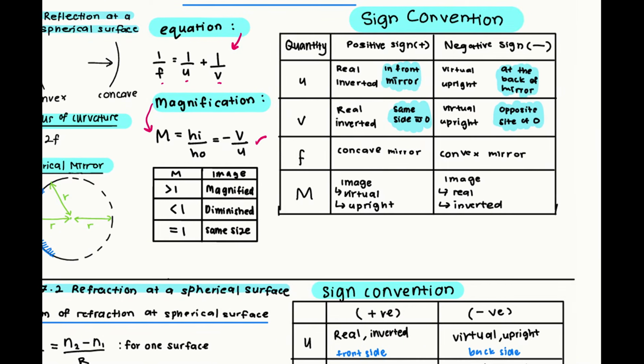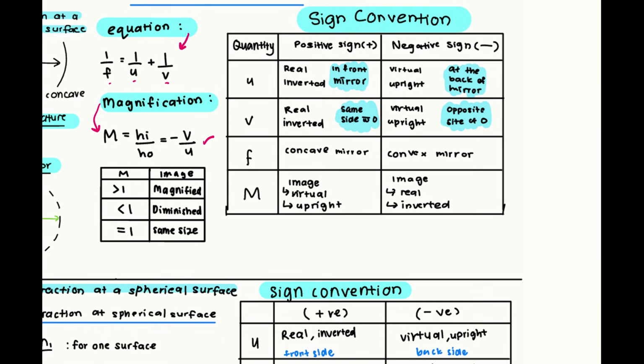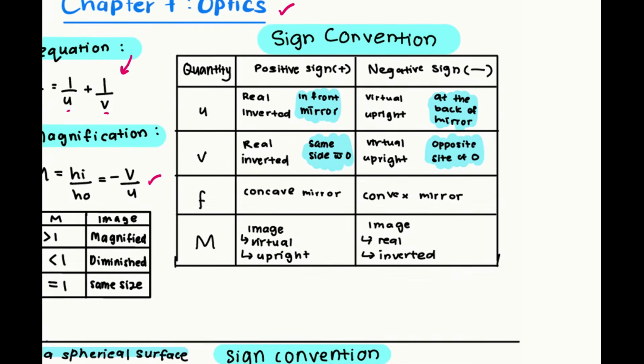When we go to chapter 7, the most important thing is to look at the sign convention when we do calculation. For image distance v, if the image distance is positive, it means the image is real and inverted, and if it is negative, it means it is virtual and upright. For focal length, concave mirror is positive and convex mirror is negative.